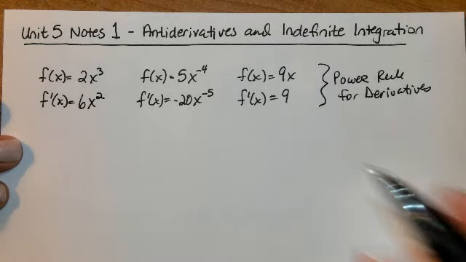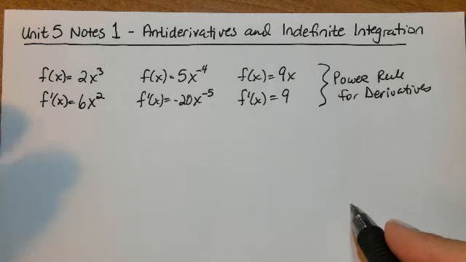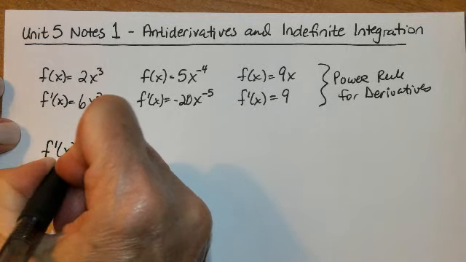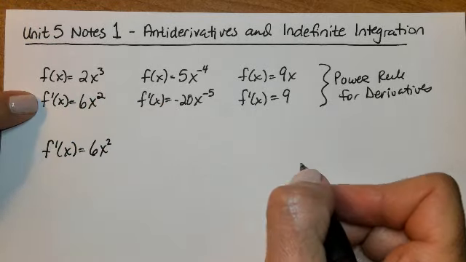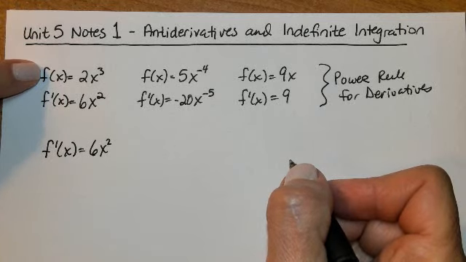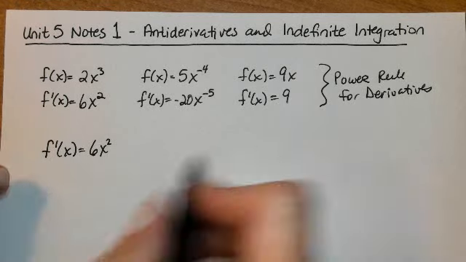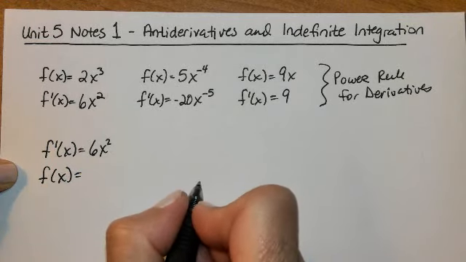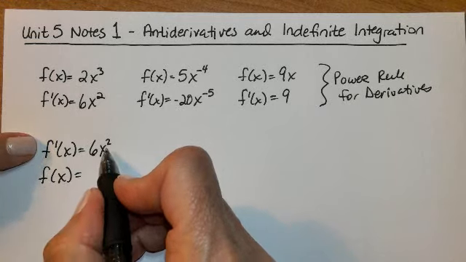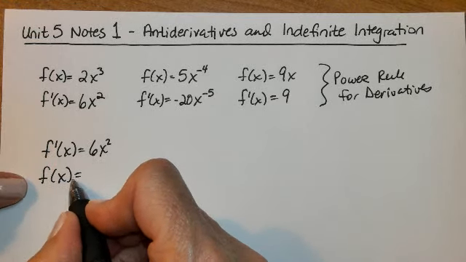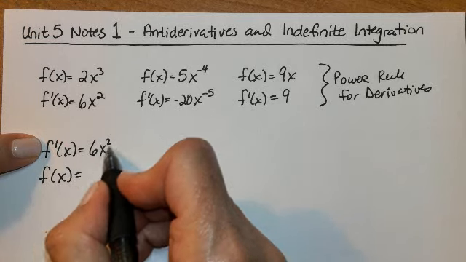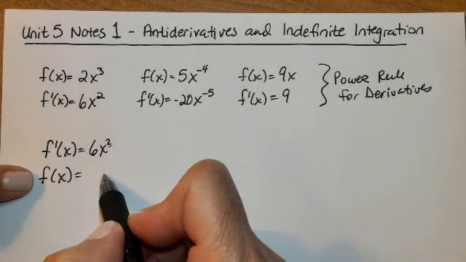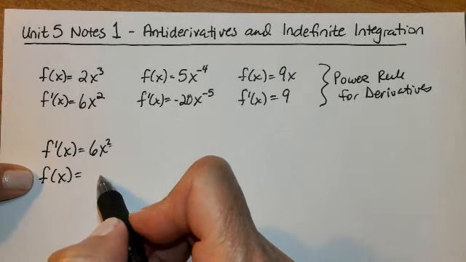Okay, now in this first section, we're going to be going backwards. So I'm going to give you the derivative. What if I gave you this derivative? The derivative is 6x squared. How can we get back to the function? If I give you the derivative, what is the function? For this process, we don't call it finding a derivative. We want the function whose derivative is this, so we're actually finding the antiderivative of this function.